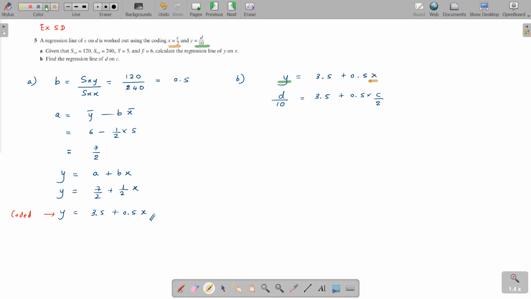Okay, so now D on C means make D the subject. We'll multiply the entire equation by 10 because it's over 10, you can multiply the whole equation by 10. So we get D equals 3.5 into 10 is 35. 0.5 into 10, that's going to be 5 over 2. So that's 2.5, guys. D equals 35 plus 2.5C. Is it okay? Okay, all right.